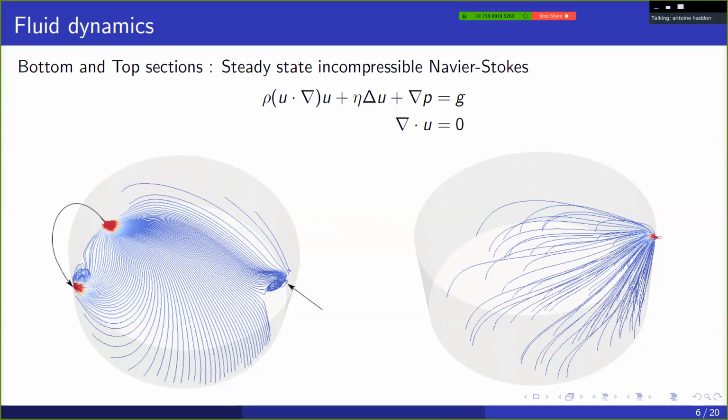Pictured here, we have the streamlines for the bottom section and the top section. So for the bottom section, this is the entrance, the input fluids, and here we have the mixing system, which is a pump, right? And these streamlines represent essentially the trajectories of a fluid particle. And same thing for the top here with the output.